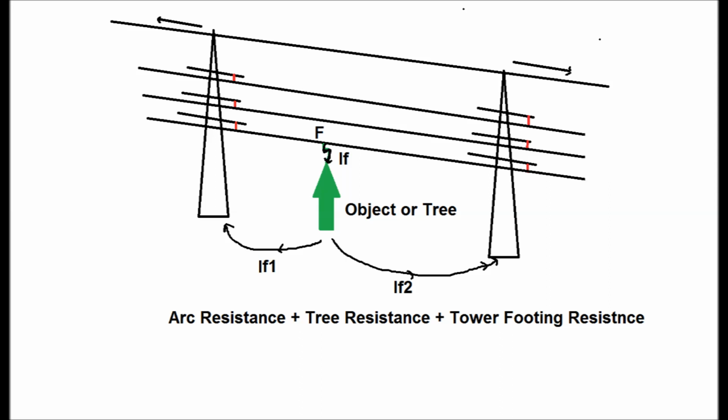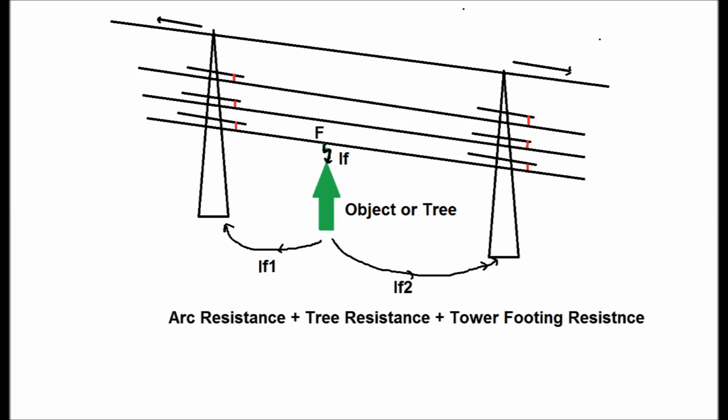enter the ground via the tree, and it will divide into two paths. One path, that is IF1, will enter the ground via tower footing resistance and via tower body to the ground wire, and it will reach the source, that is the nearby substation. Another part, that is IF2, goes through another tower and via tower body and via ground wire to the far end of the substation.